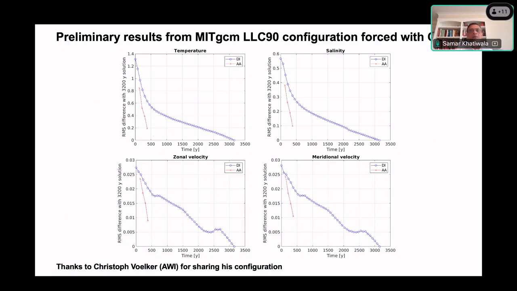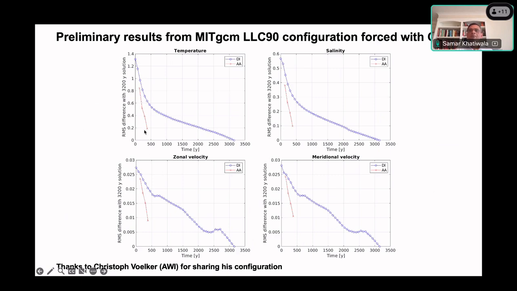Okay. And so in blue here is the direct time integration. And what I'm showing you here, this is as far as I've run the model, is the RMS difference between the solution, in this case, temperature, let's say, and the solution at 3,200 years. Okay, so this is the direct time integration solution. So you start up high, and then you slowly go down. This is salinity, zonal velocity, and meridional velocity. Okay, and this is the same thing with Anderson over here.